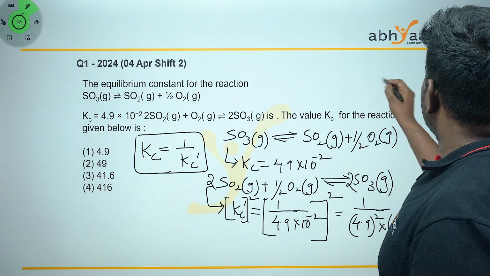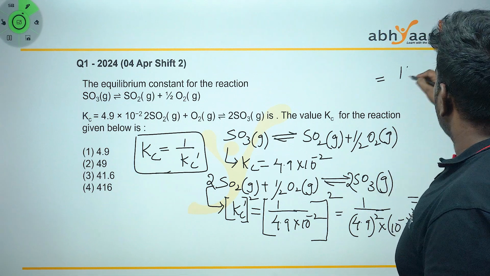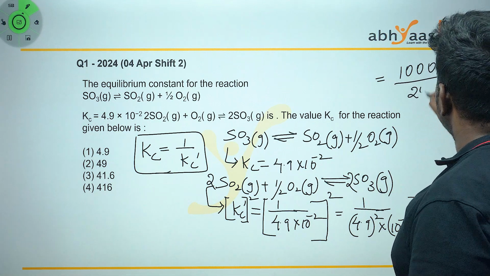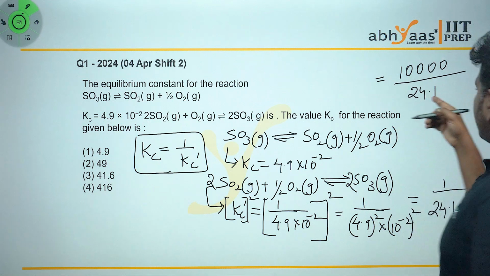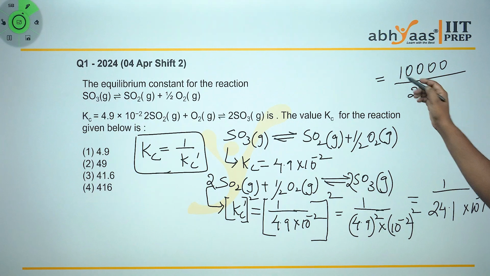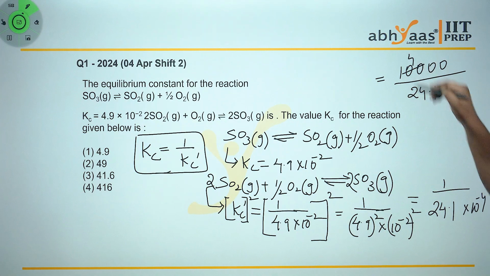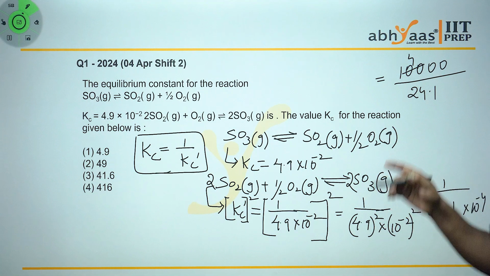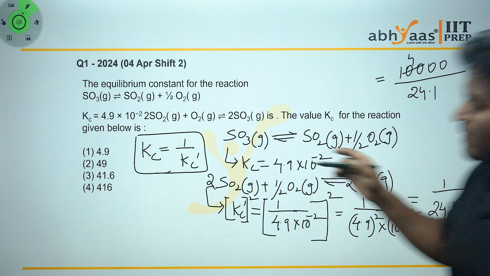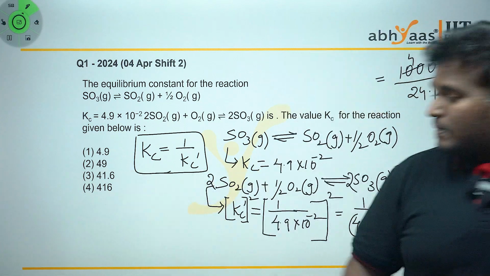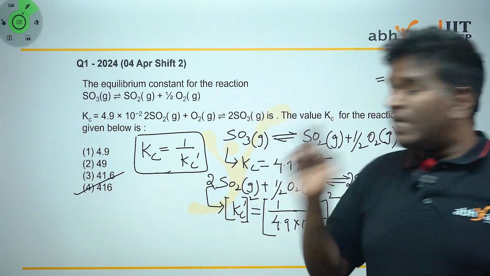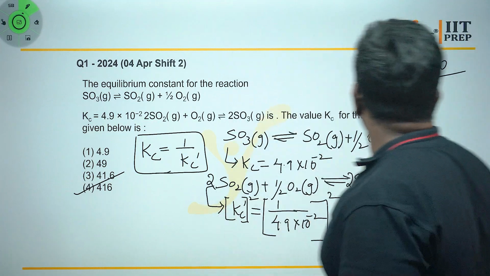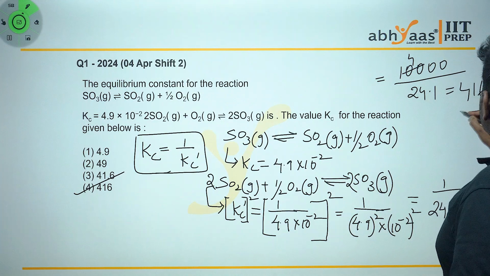So what will be the thing? 10 raised to minus 4, I am taking it to the top, 1000 divided by 24.1. Right, so if you divide by 25 it will become 4, so it will be like 400. But it is not 25, it is 24.1, so the value will be close to 400. That means it will be 416, because the only value close to 400 is 416. Right, so our answer will be 416.